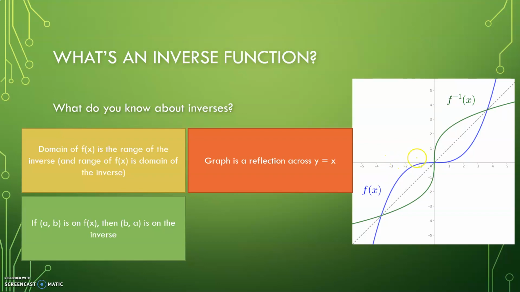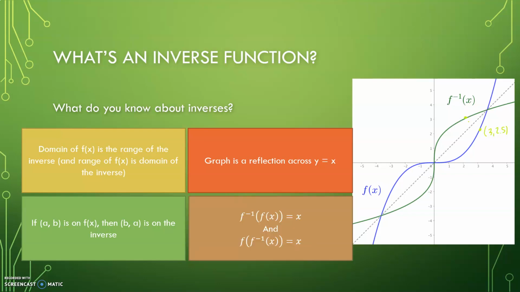For example, if I look at x equals 3, on f, maybe it's 2.5. So 3 comma 2.5 maybe is on f. And so that means that 2.5 comma 3 would be on the inverse. And then the other thing about functions and their inverses is that they undo each other. So if you compose f inverse with f of x, you get back to x. It's kind of how you undo f. And that should go in both directions.